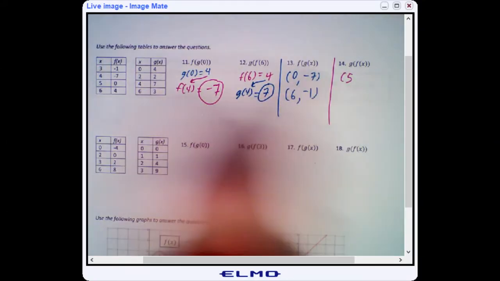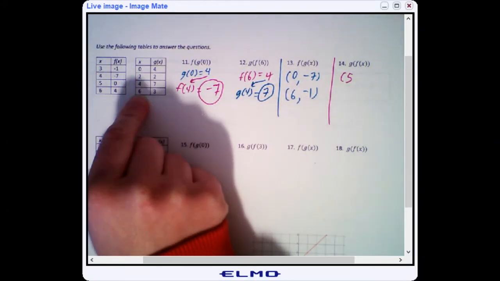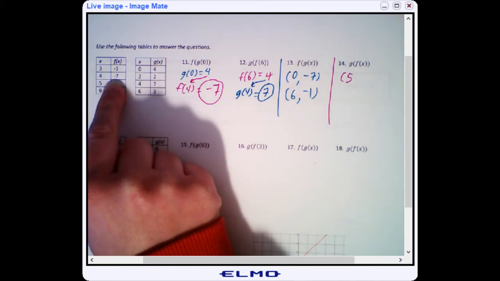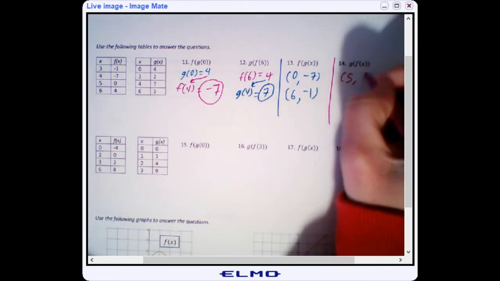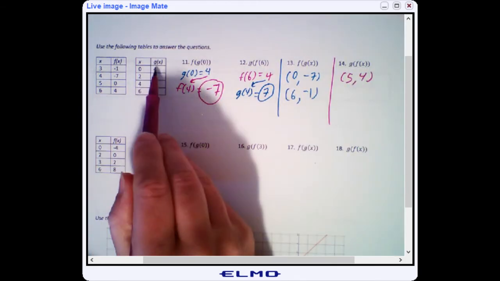So 3 goes to -1, no -1. 4 goes to -7, no -7. 5 goes to 0, and then 0 goes to 4. So it's 5, 4. I don't really care about the middles. I just care about where I start and where I end up.